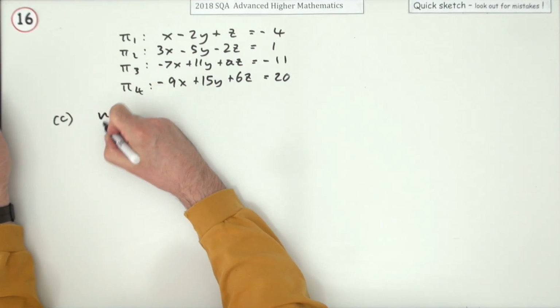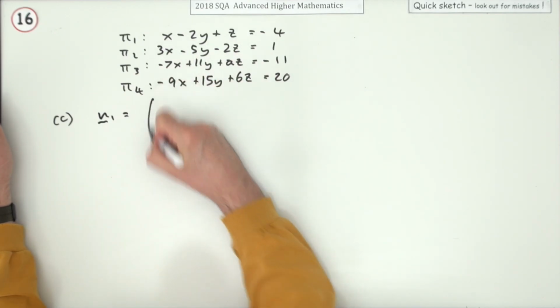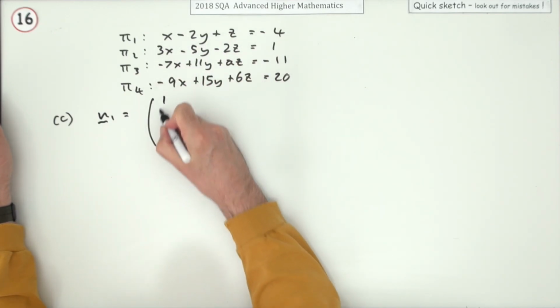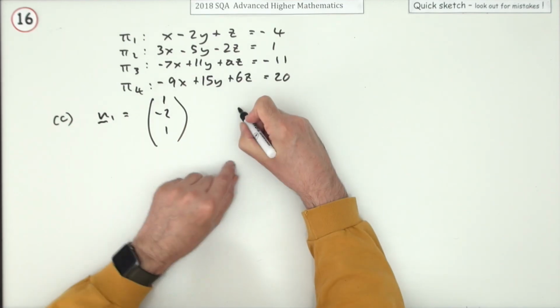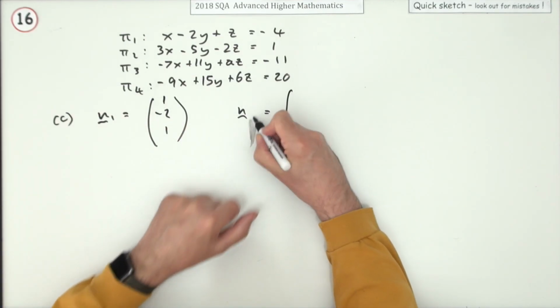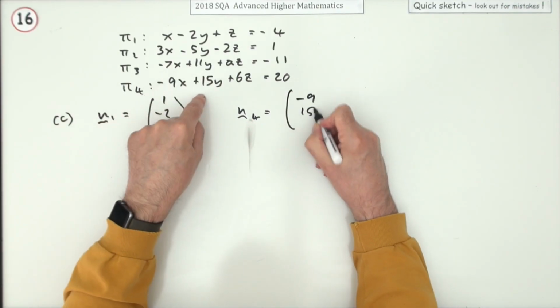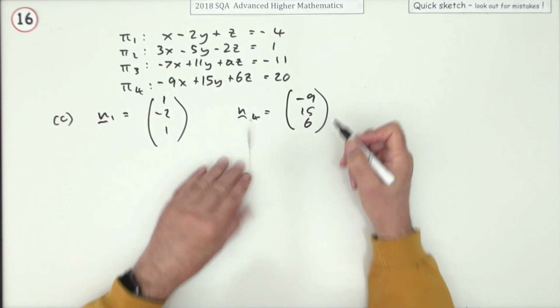So what's the normal of plane 1? Well, you just extract it from its equation there. That'll be 1, negative 2, 1. The normal for plane 3, no, that's plane 4 they want, is negative 9, 15, 6.